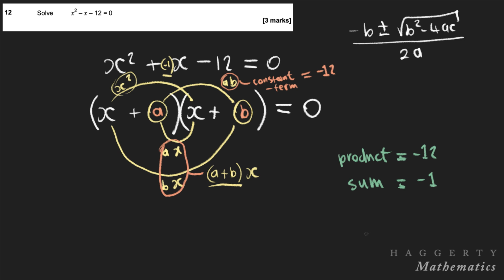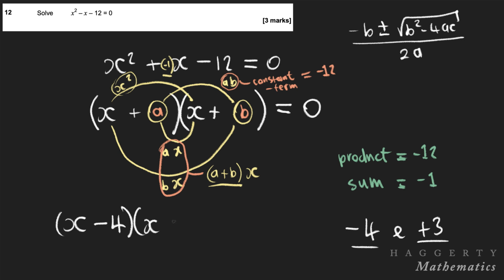So what's going to do that? Well, it's going to be -4 and +3. So -4 and +3 are going to be my a and the b. Let's plop those in there and just see how the logic pans out. So (x - 4)(x + 3), and that's equal to 0.